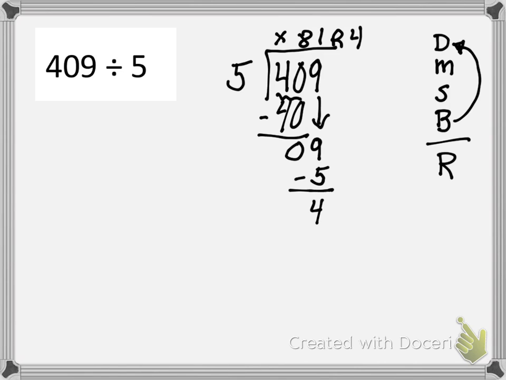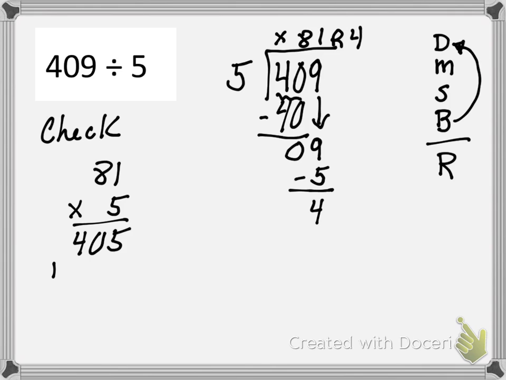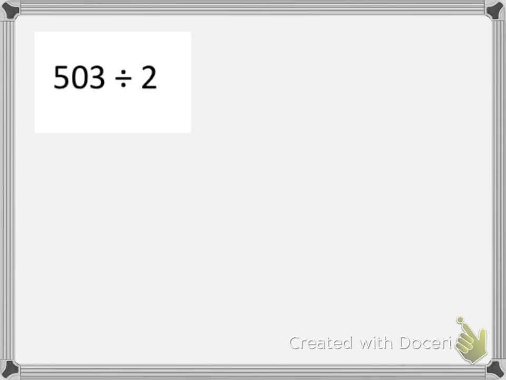But remember, we always have to check with multiplication. And when we check, we always use the outside numbers of the division house. So 81 times 5. 1 times 5 is 5. 8 times 5 is 40. Don't forget to add on our remainder. And we get 409. And we have 409 in the house. And there we go. So we did it right. Excellent job.